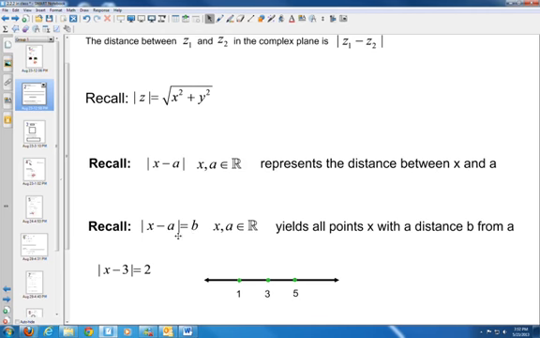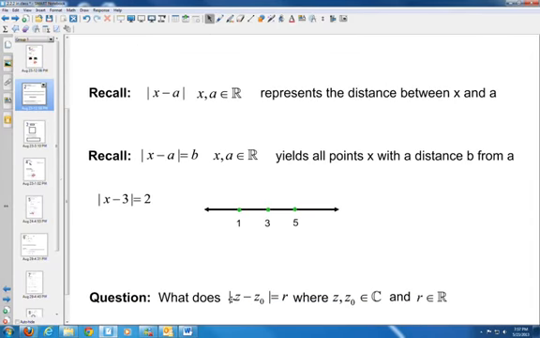Here again we're talking about real numbers. So what does the absolute value of x minus a equals b mean, where x, a, and of course b are real numbers? Well, what that yields is all points x with distance b from a. Here's a small example. If we're looking at the absolute value of x minus 3 equals 2, what we're looking for are all the values x whose distance is 2 units away from 3. And of course the solutions to that will be 5 and 1.